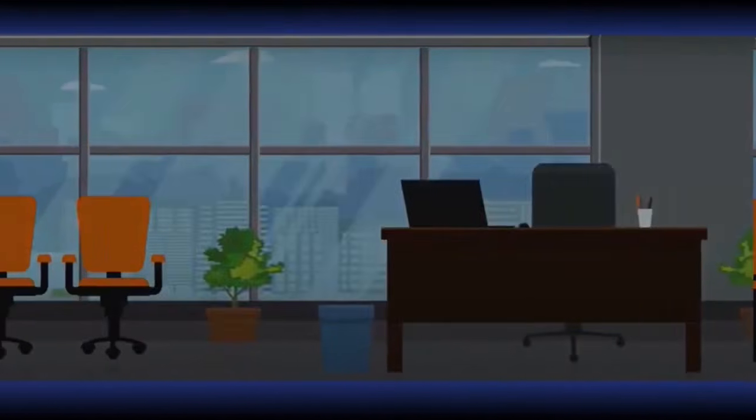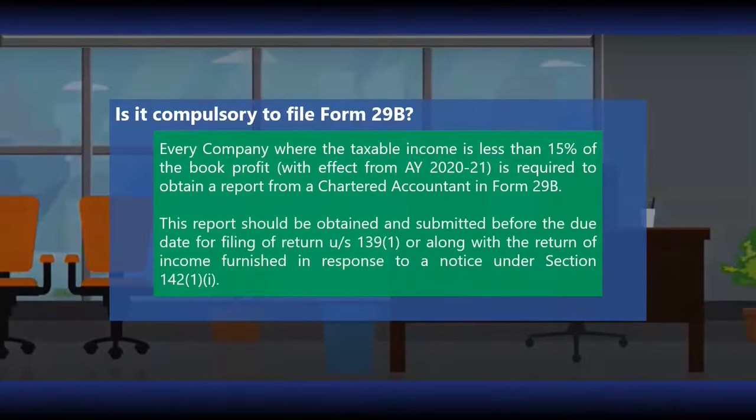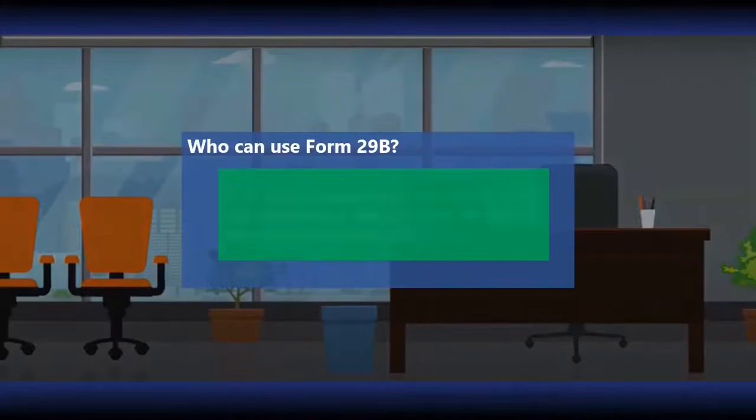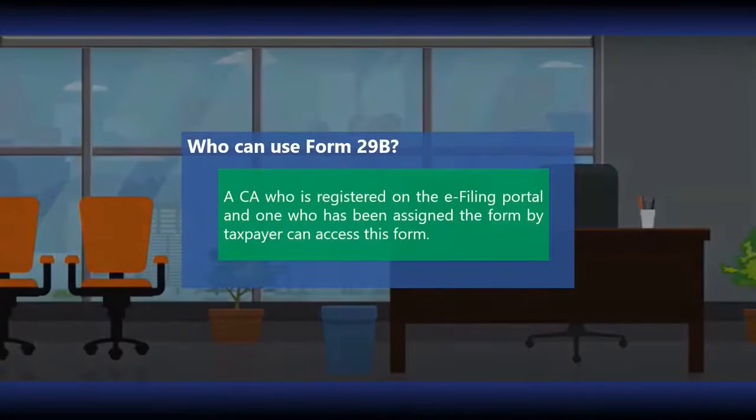The form is required to be filed by every company where the taxable income is less than 15% of the book profit. The company is required to obtain a report from a chartered accountant in Form 29B. This report should be obtained and submitted before the due date of filing the return under Section 139(1), or along with the return of income furnished in response to a notice under Section 142(1) Clause 1. The form can be used by a chartered accountant who is registered on the e-filing portal and one who has been assigned the form by the taxpayer.